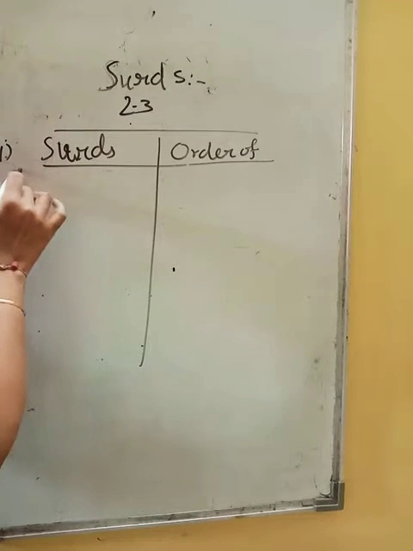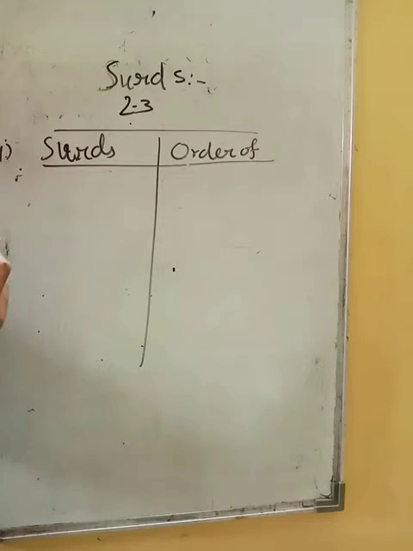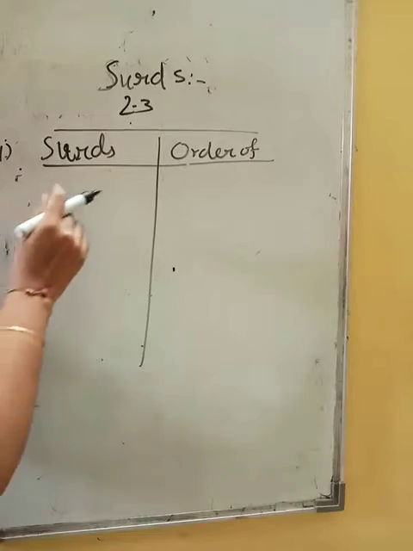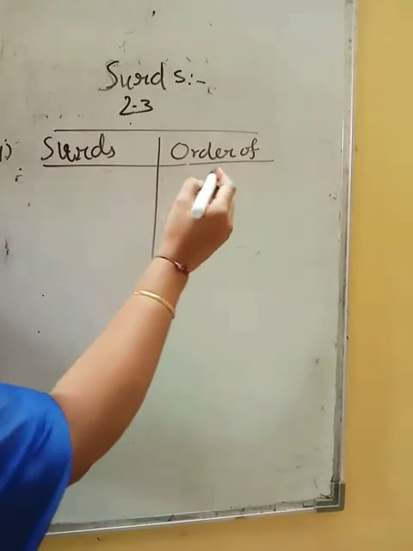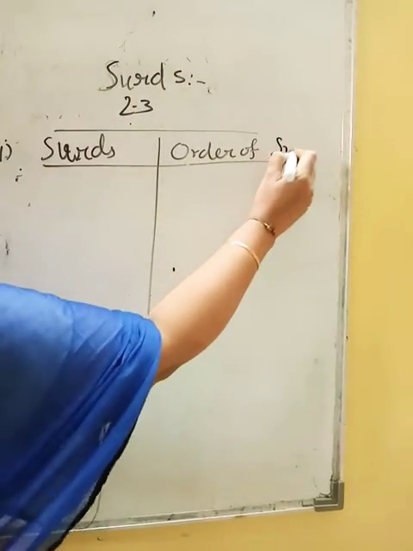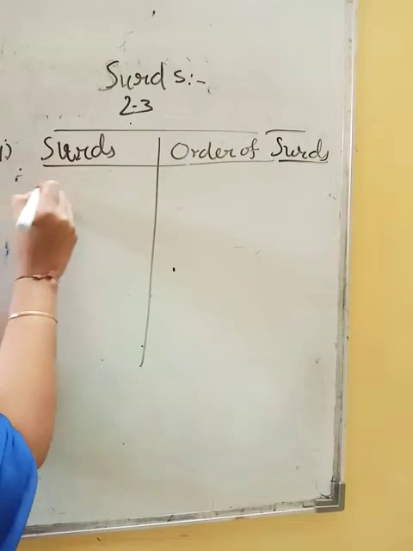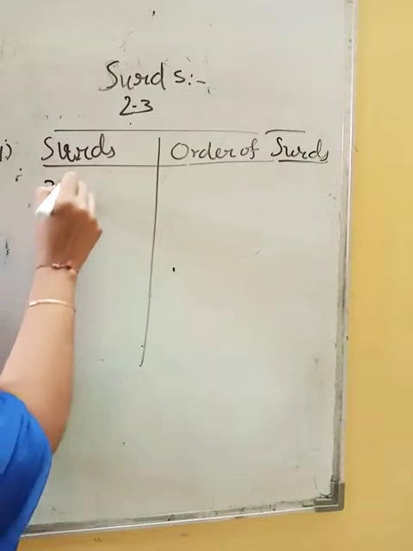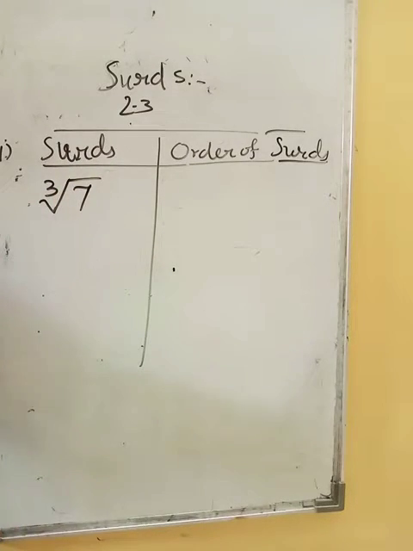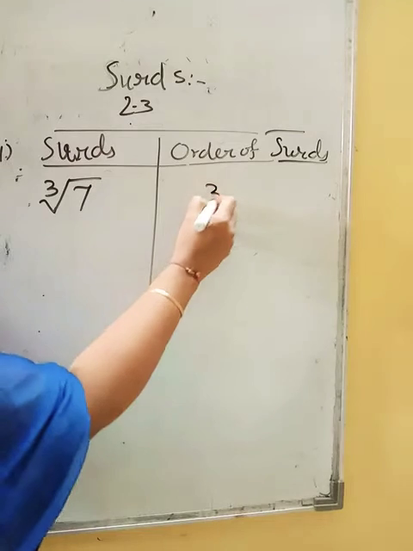2.3 first question, you have to write down the order of the surds. So make 2 columns, surds and order of surds. We'll write down here third root of 7. So what will be the order? 3.